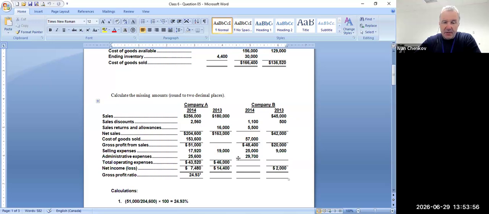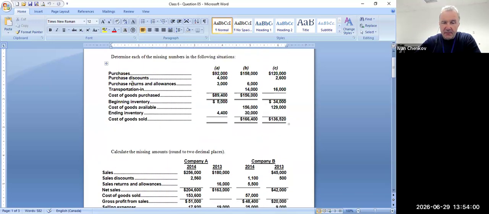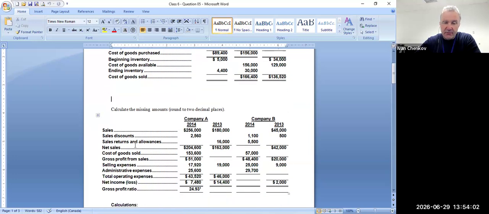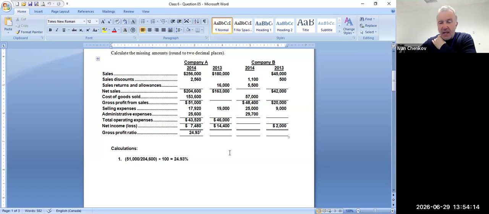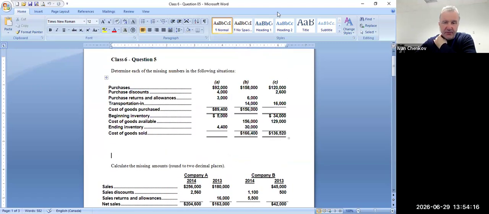And the next one is a pure calculation now on the sales part, with the sales discount, sales return allowances, and other expenses here. Again, I believe this one should be straightforward. There should be nothing scary here.